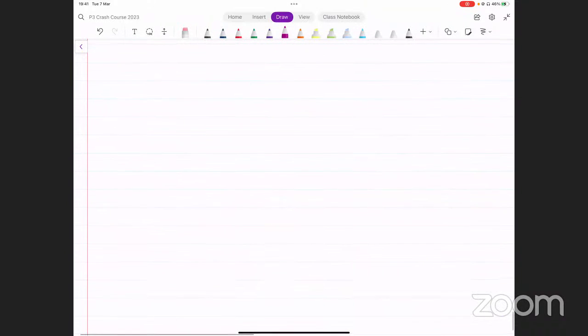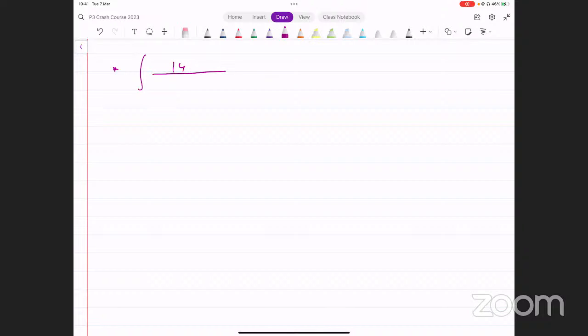Let's say we have something in this form now. Integral of 14 over x plus 2 into 2x minus 3, for instance. Let's say we want to integrate this thing.